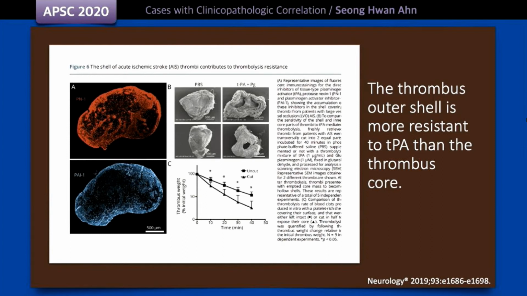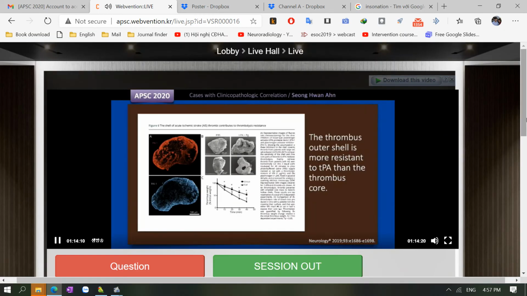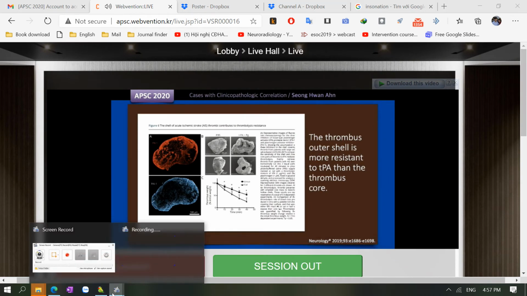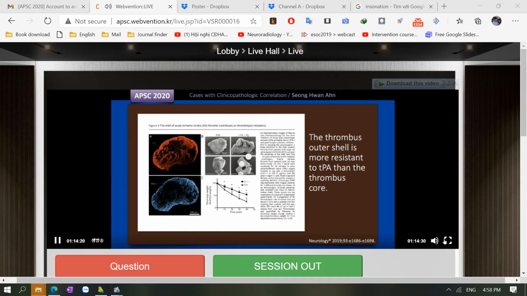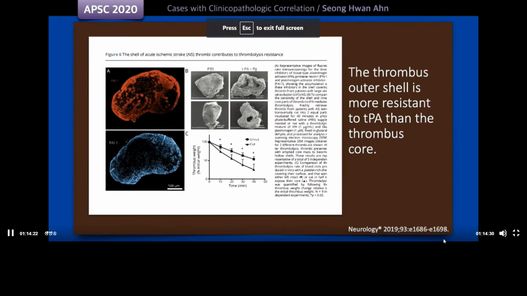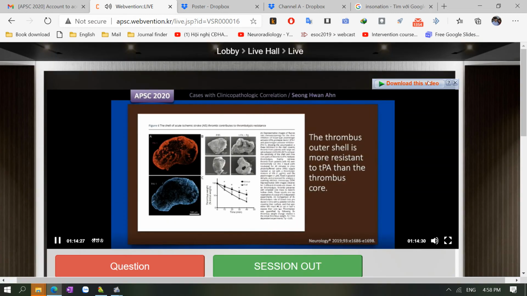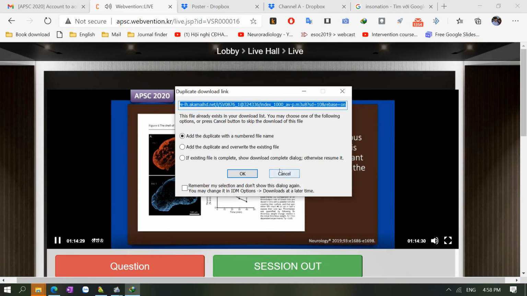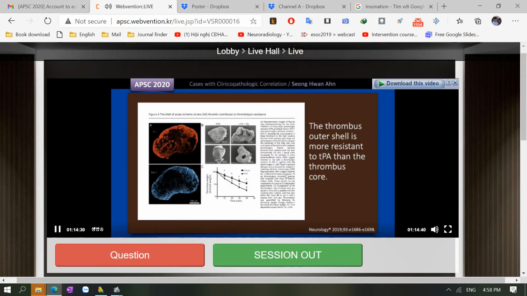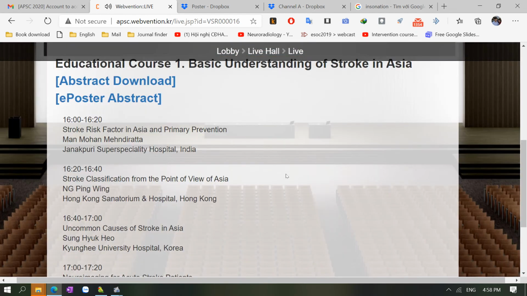they tried to reveal the effect of ex vivo thrombolysis by a cocktail of TPA and plasminogen. Figure C shows that the core is more sensitive to thrombolysis than the outer shell. So in summary, the outer shell of thrombi is composed of more resistant materials against the thrombolytic agent.